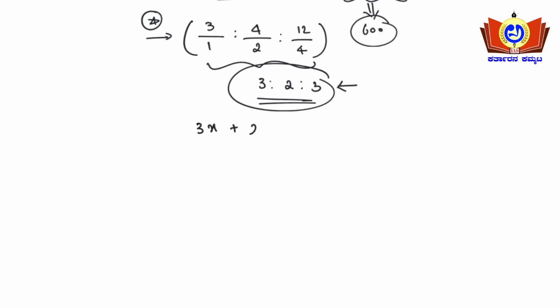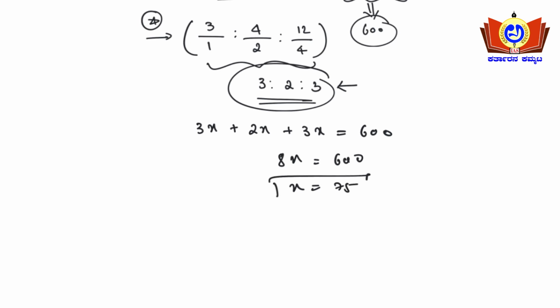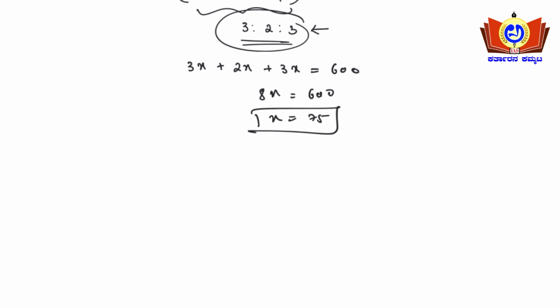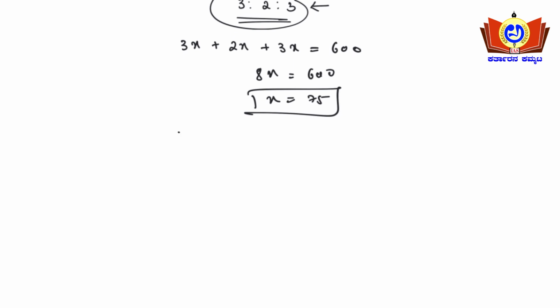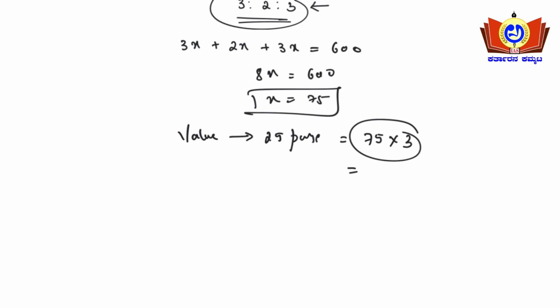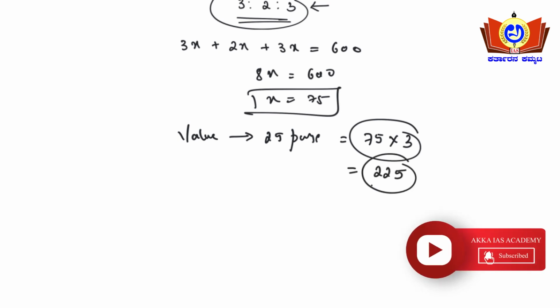3x plus 2x plus 3x will be equal to the total amount, 600 rupees. 3 plus 3 is 6, 6 plus 2 is 8x, which will be equal to 600, so x will be equal to 75. 600 upon 8 is equal to 75. We have equated the value, right? The value of 25 paisa coins will be 75 into the ratio, which is 3. So the value will be 225 rupees.